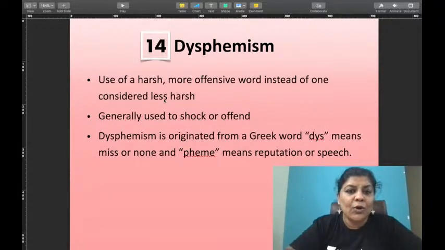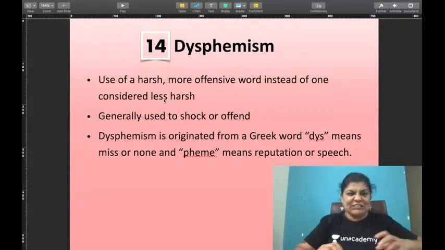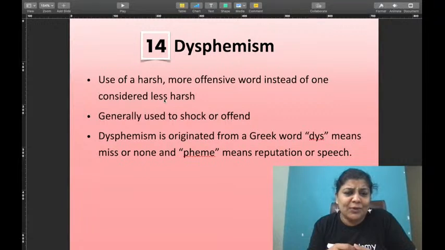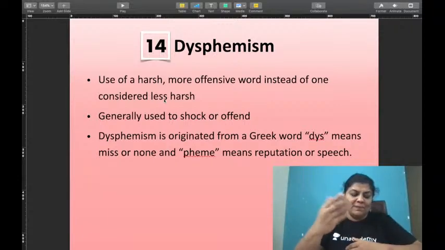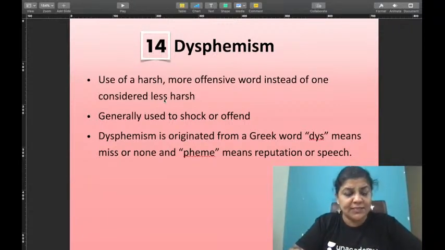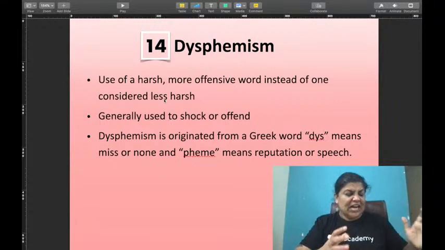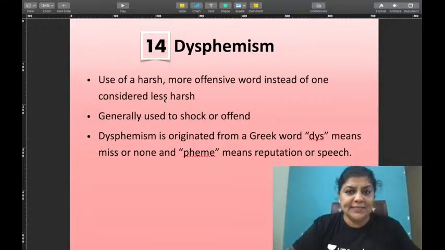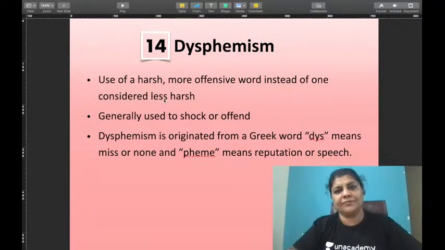Did you understand? Now, dysphemism. I know most of you know euphemism. Euphemism means what? Instead of a harsh word, you say a soft word, a kind word. You know, a less offensive word. Dysphemism is the opposite. Euphuism is a very complicated style of writing. I'm talking about euphemism. That is different.